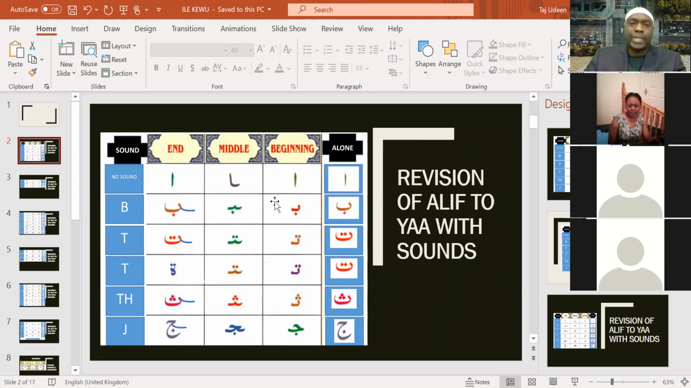Alif, Alif, Alif. We can see Alif in different forms. Alif on its own, middle, end. And Alif has no sound. Please, Alif has no sound.